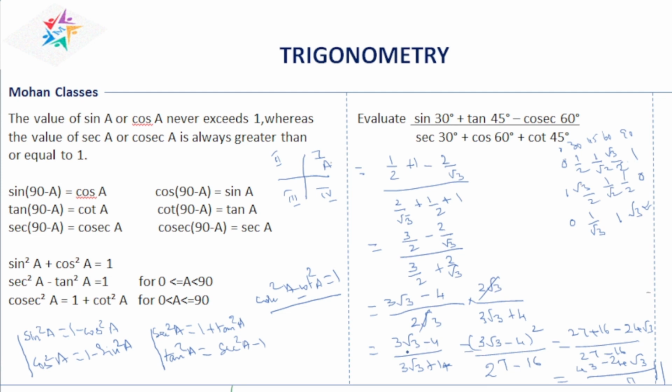Understand what we did? 3 root 3 minus 4 whole divided by 3 root 3 plus 4. I have multiplied both numerator and denominator by 3 root 3 minus 4. So that means 3 root 3 minus 4 whole square divided by, here it will come a plus b into a minus b, right? So that is a square minus b square. A square means 3 square into 3. That means 27. 4 square is 16. Clear? So 43 minus 24 root 3 whole divided by 11 is the answer. Clear? Let us go to the next.